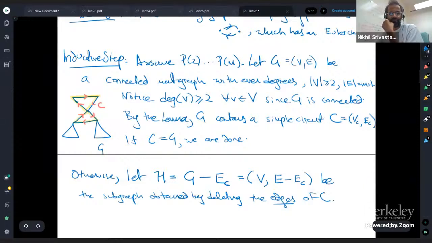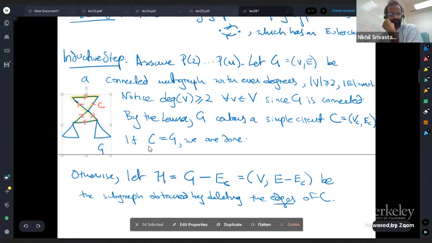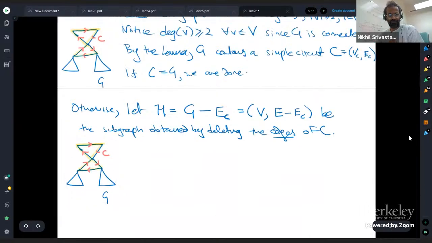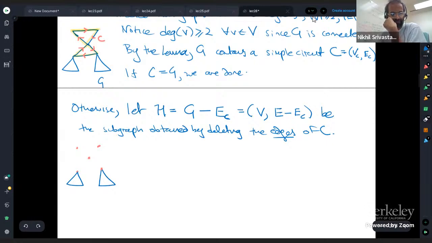So in this picture over here, when I delete C, what's going to happen is I'm going to erase all the edges of C, but not the vertices. So the vertices are still there. These vertices are here, but now I've deleted all the edges of C. So this is my graph H. These isolated vertices are not very interesting.